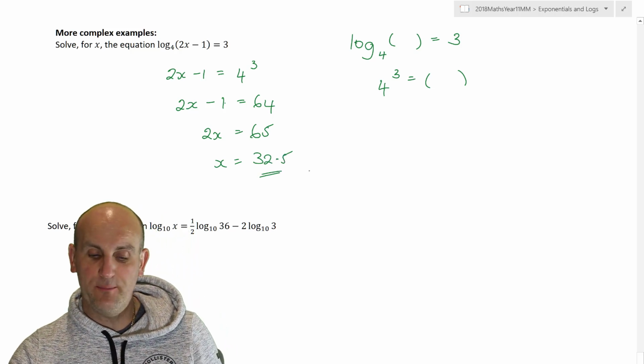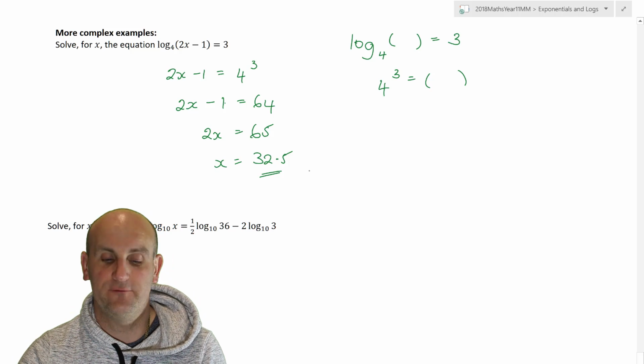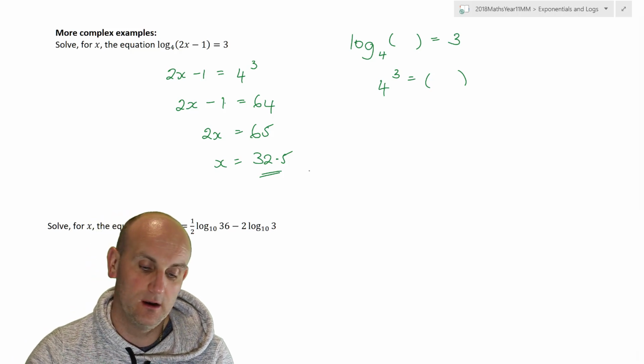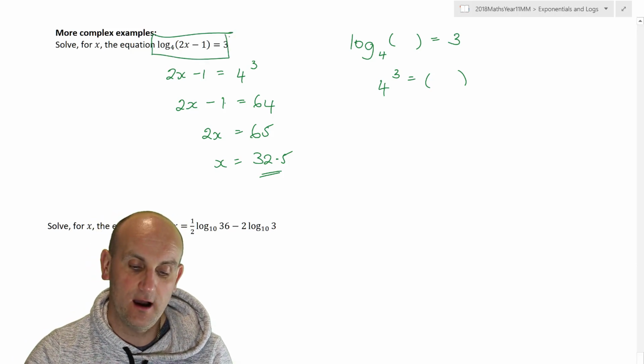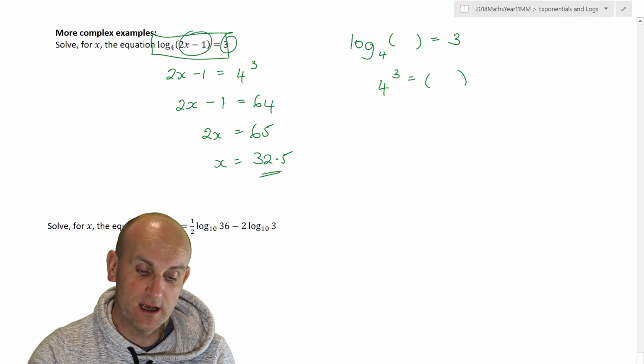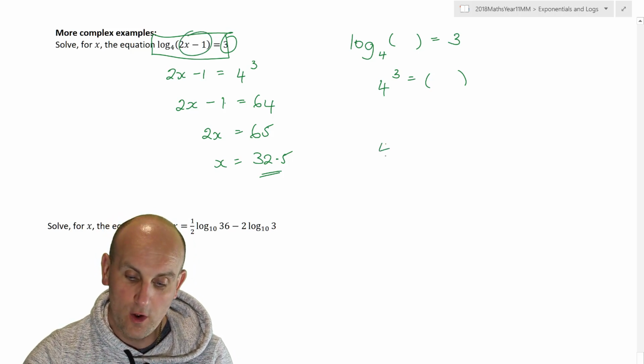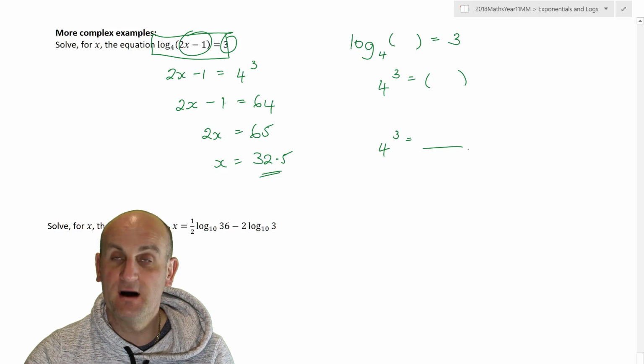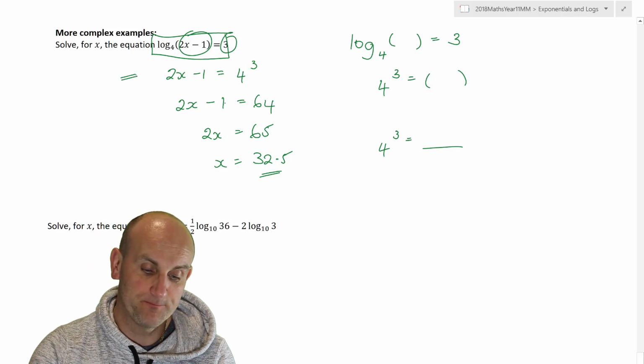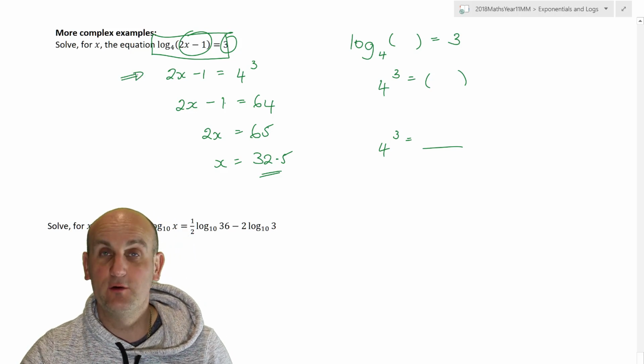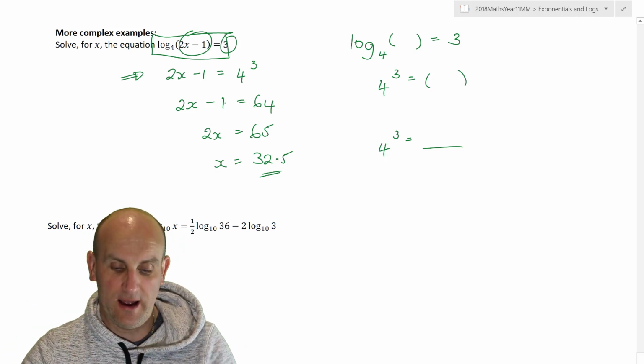Do you see what happened there? We used the logs in a different way. In this situation, we had to reverse it and say, we know the power, we just don't know what that number is there. We know 4 to the power of 3 must be equal to our unknown number, which I effectively rewrote there. So again, what we can do forwards, we can do absolutely backwards.